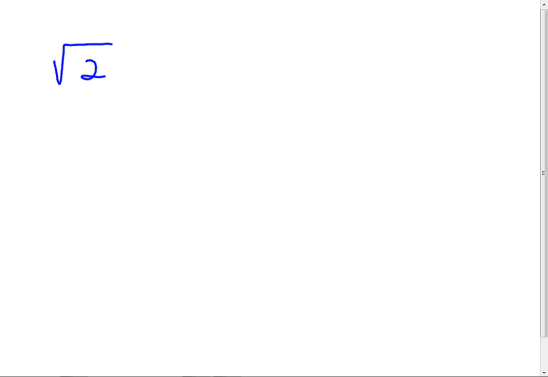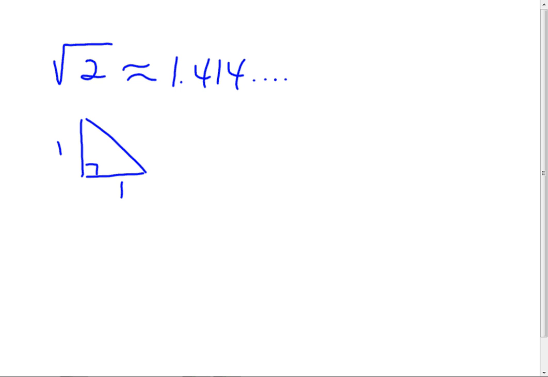This is 1.414, and it goes on forever in decimals, but I can actually draw it exactly, a line exactly equal to the square root of 2. This length is 1. Do you guys know the Pythagorean theorem? Do you remember in a right triangle, if you square the legs and you add them up, that gives you the hypotenuse?